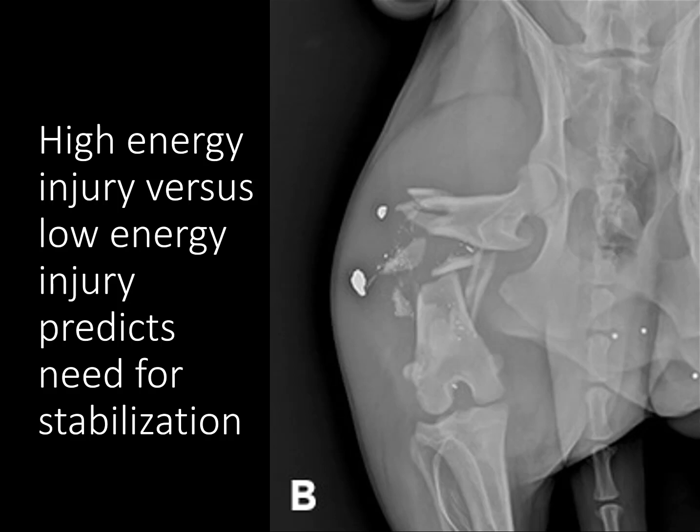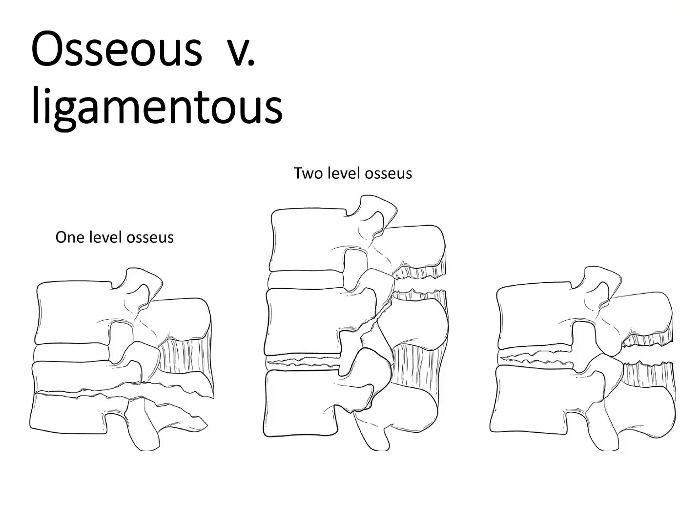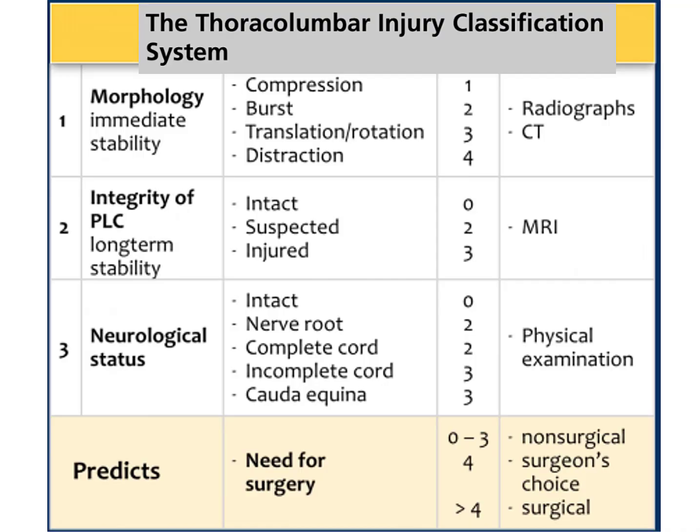Okay, and I think it's helpful because it gives you an idea of the level of injury of the fracture. So if it's a high level injury, you need to stabilize the injury. And you know it's a high level injury because anteriorly you have a fracture, posteriorly the ligaments are stretched or disrupted, and the patient's neurologically intact.